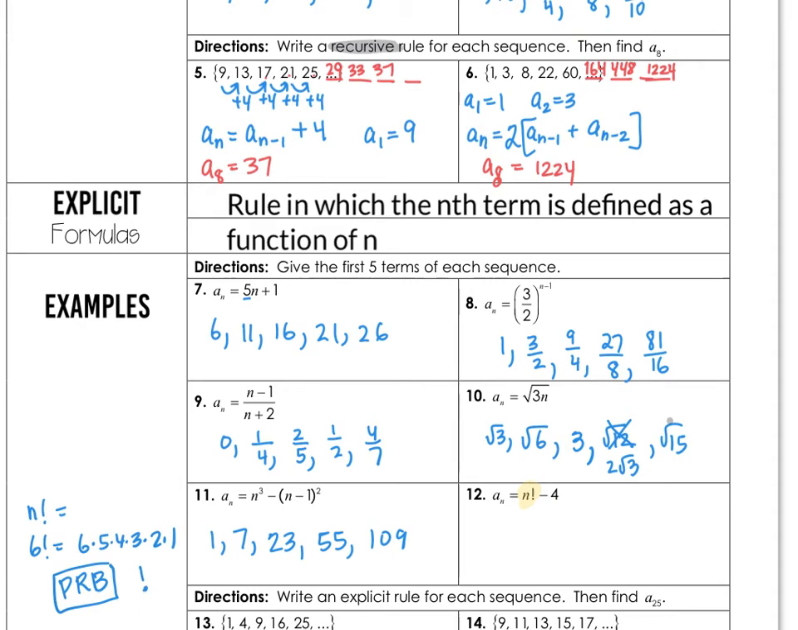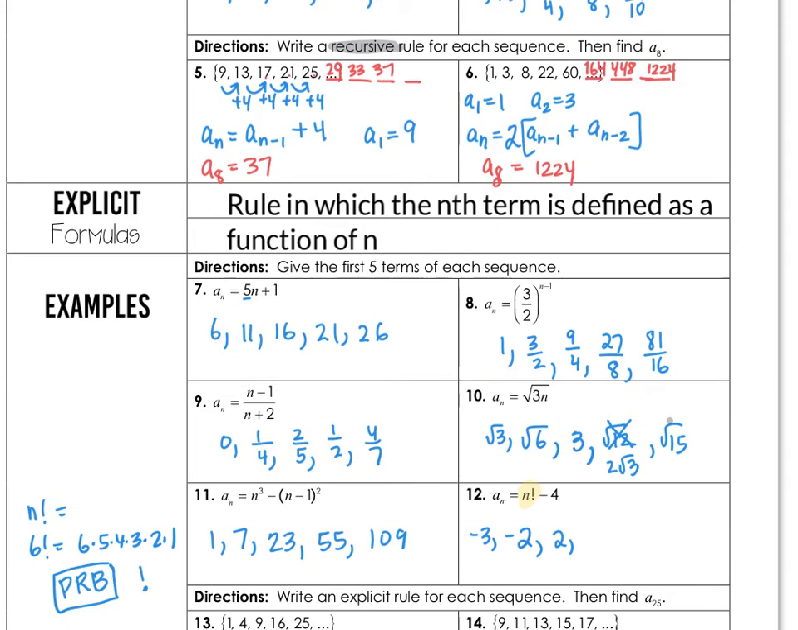Okay, so if we plug in 1, this is 1 minus 4, so it's negative 3. If you plug in 2, that's 2 minus 4, which is negative 2. If we plug in 3, that would be 6, because you're saying 3 times 2 times 1. So 6 minus 4 is 2. If we plug in 4, what is 4? I'm going to actually use my calculator on this just to make sure I know how to do it.